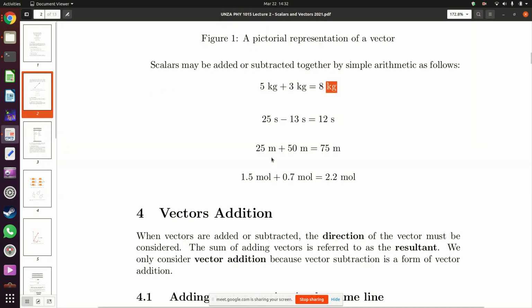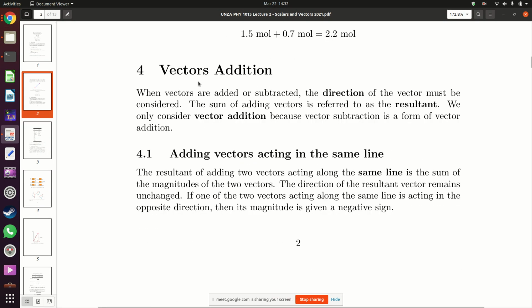So most of our time is going to be spent on adding vectors. Vector addition specifically, that's what we are going to be interested in. In this physics course, you have to add vectors, you have to subtract vectors. So most of the course deals with adding these vectors. Now, whether you're adding or subtracting vectors, the direction plays a very important role.